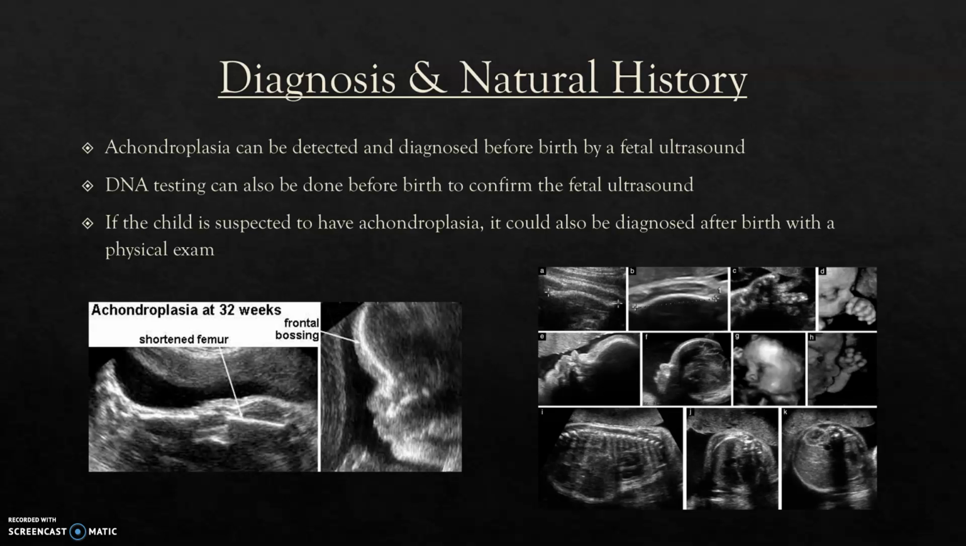In these 2 pictures, there's an ultrasound of a baby with achondroplasia at 32 weeks. As you can see, she or he may have a shortened femur. And there is also frontal bossing, which is just a fancy way of saying a prominent forehead. And in the other pictures, there are multiple pictures of a baby with a large head or a prominent forehead.